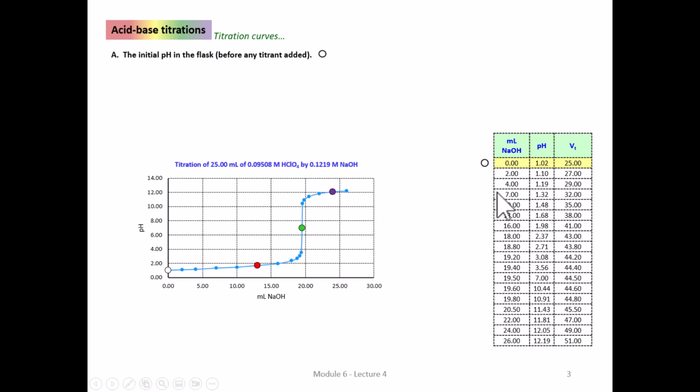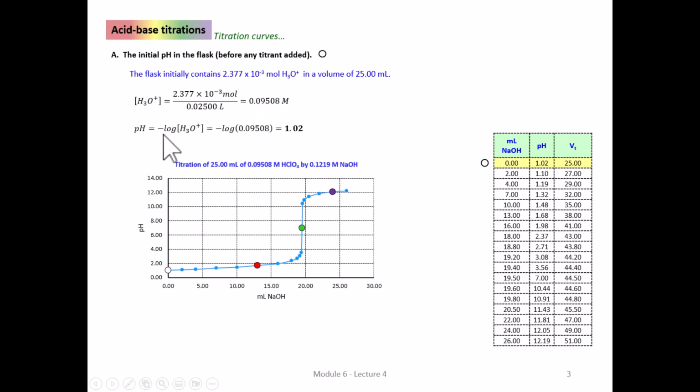Let's look at the initial pH. We say it's 1.02. How would we get that? Well, the flask, remember, initially contains 2.377 times 10 to the minus 3 moles of hydronium ion in a volume of 25 milliliters. That's the total volume in the flask before we add any sodium hydroxide. So the concentration of hydronium ions is 0.09508 molar. The pH then would be 1.02. This seems pretty straightforward.